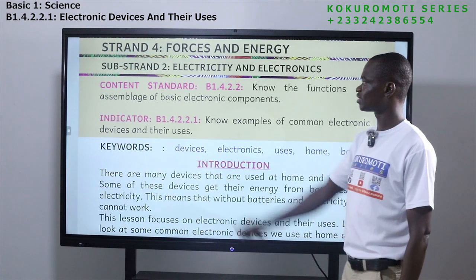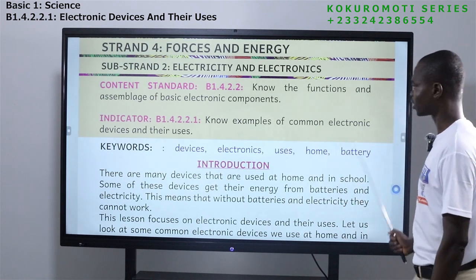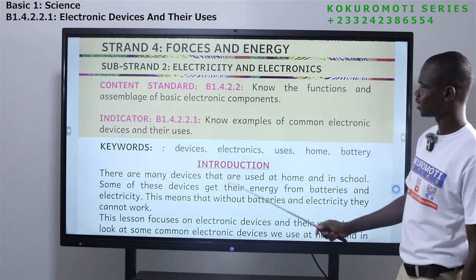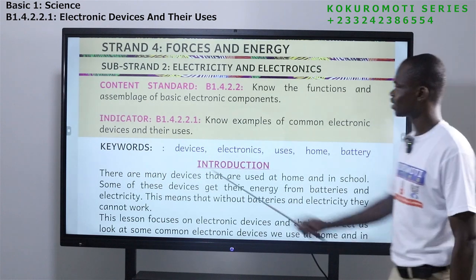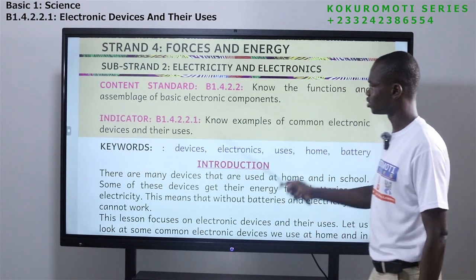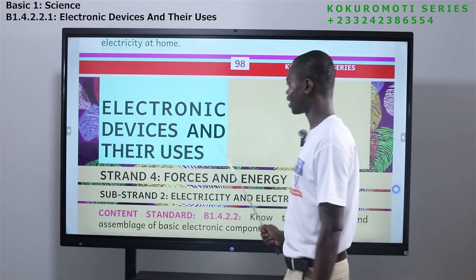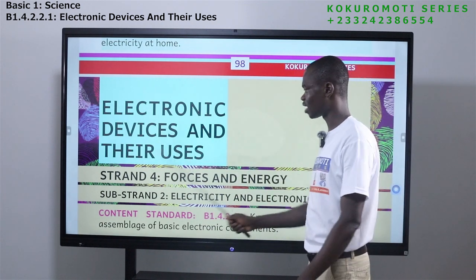So the indicator is here: know examples of common electronic devices and their uses. So the main topic is this: electronic devices and their uses.